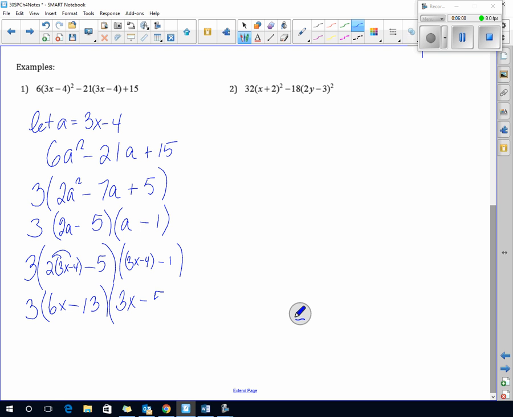What is my a going to be? You know what? Alex is absolutely correct. There's going to be 2 letters this time. So let a equal x plus 2, and let's do b equals 2y minus 3. So then what do we get? 32a squared minus 18b squared.